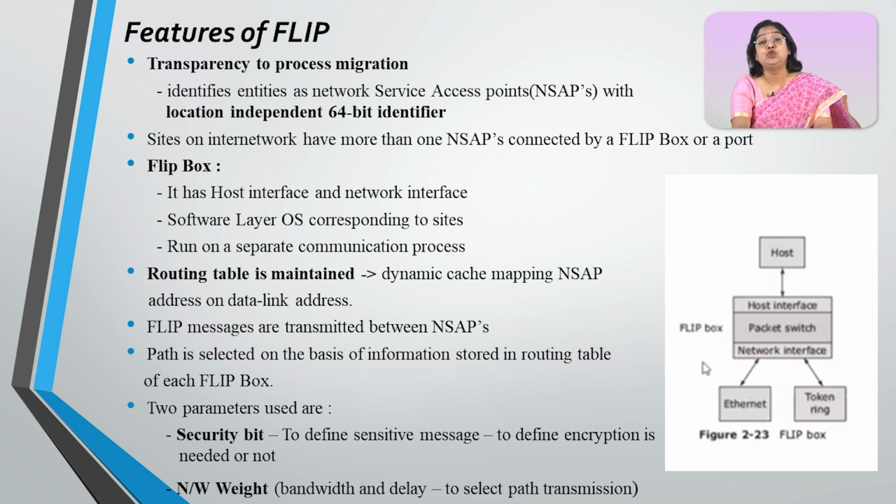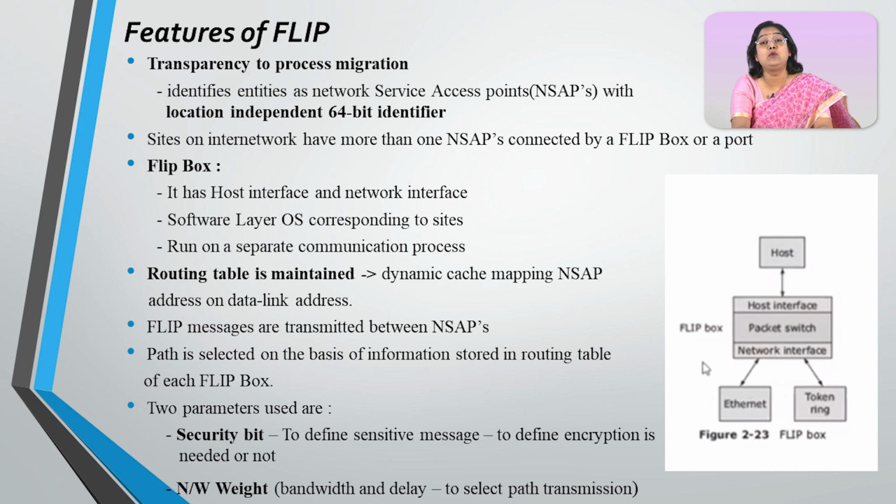FLIP provides two parameters for secure delivery: security bit to define sensitive message, which are marked with a security bit. These messages are routed only over a trusted network, but in case no trusted path is found, then the message is redirected to the sender with unreachable bit set. The sender retransmits the message with encryption. That is, encryption is done only when needed.